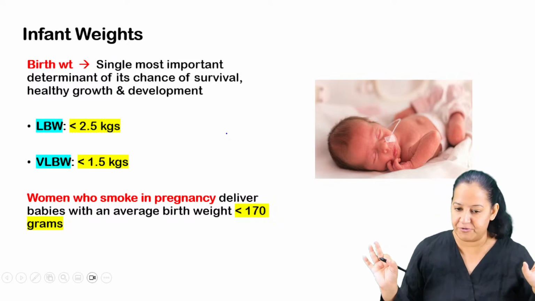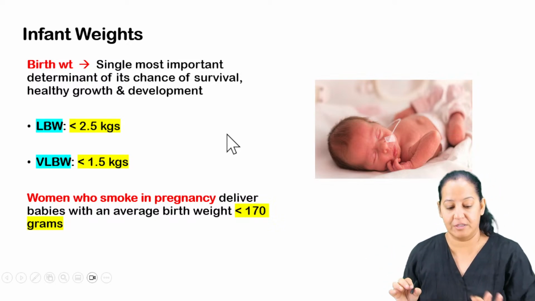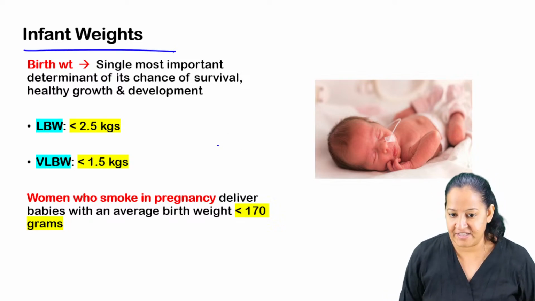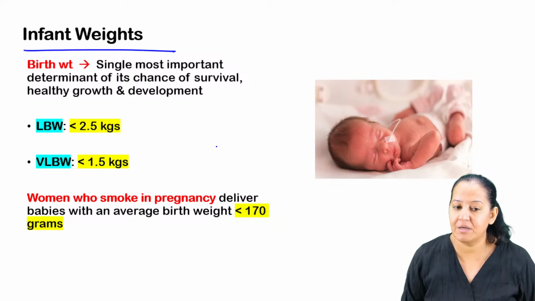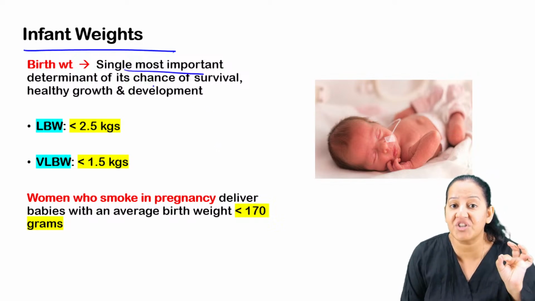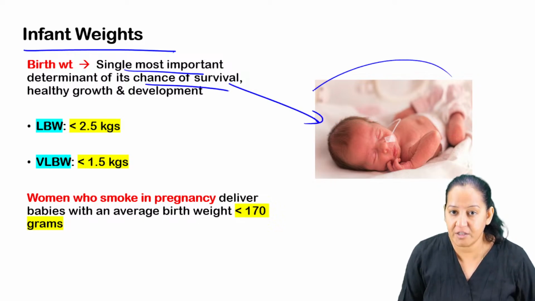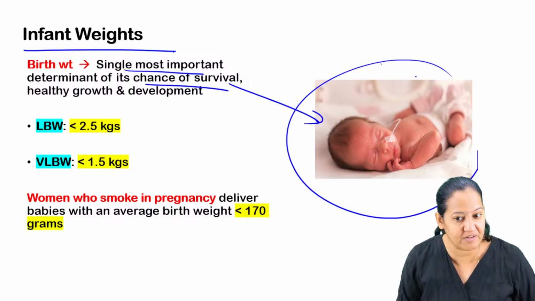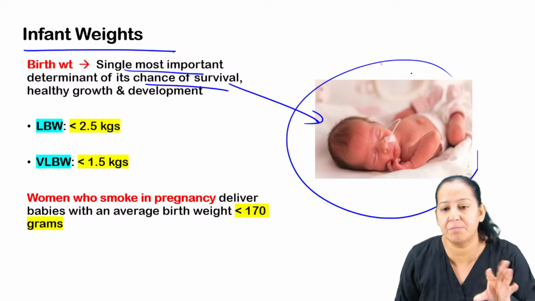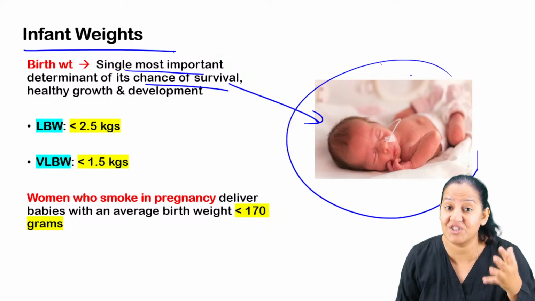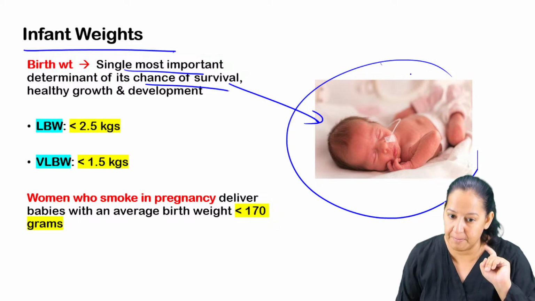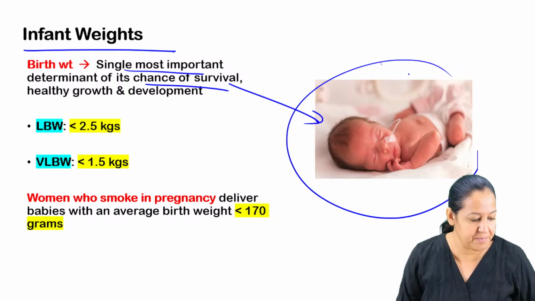So I'm done with the obstetric care: the antenatal, the intranatal, the postnatal. Now I'm coming to the infants. So what is the ideal weight of an infant? What is LBW? Low birth weight. The birth weight is the single most important criterion for judging the chances of survival of a newborn. Whether the newborn is going to survive or not depends on the birth weight of the infant. Chances of survival depend on the birth weight.